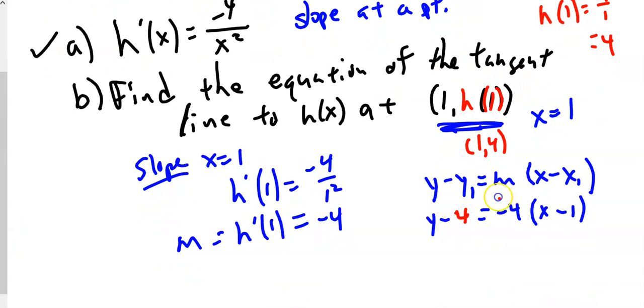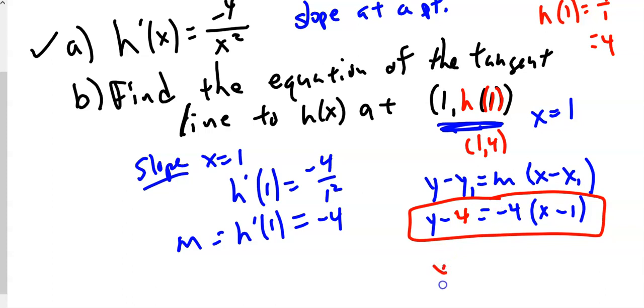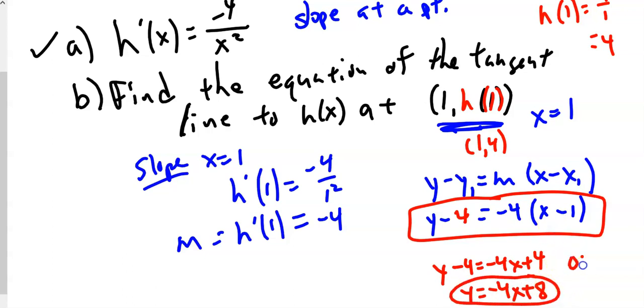Now I didn't specify which form I wanted it in, point slope or slope intercept, so absolutely you can leave it this way. If you would like to FOIL it and add over the 4, you are welcome to do so. But again, you don't have to. Negative 4x plus 8, this would also be okay. But again, that's point slope versus slope intercept. Either way is fine with me. Okay, you absolutely can leave it in this form.